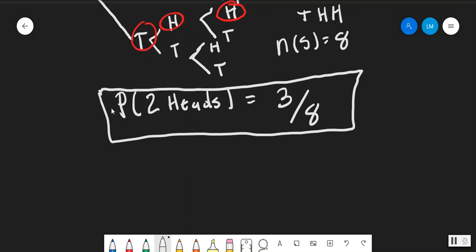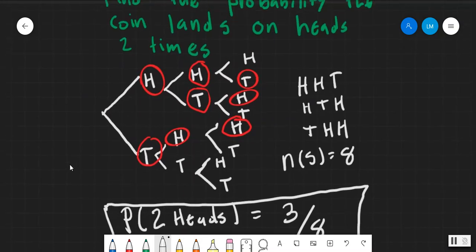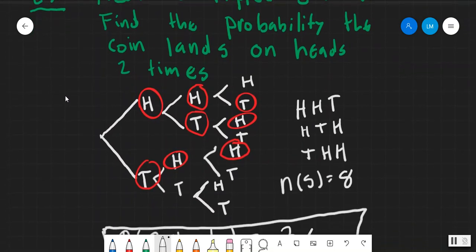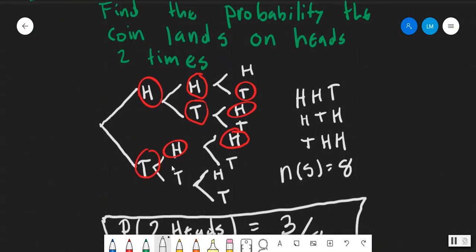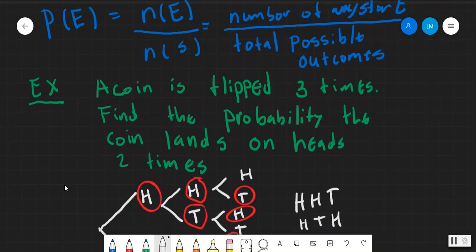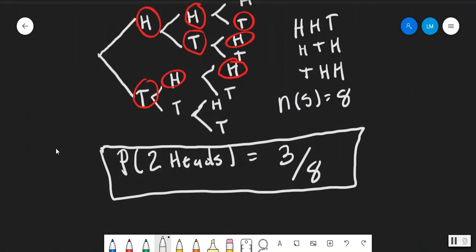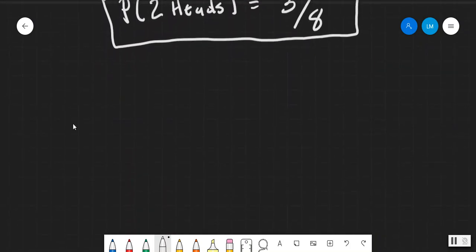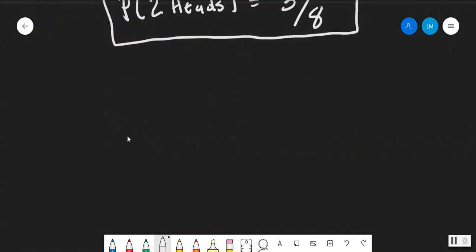Okay, so that's how we would do that. And notice that it did take a while to figure out that it was all based on the tree diagram. But if we move a little forward where we talk about counting methods, then the probability is way easier in terms of finding the different outcomes for the event.